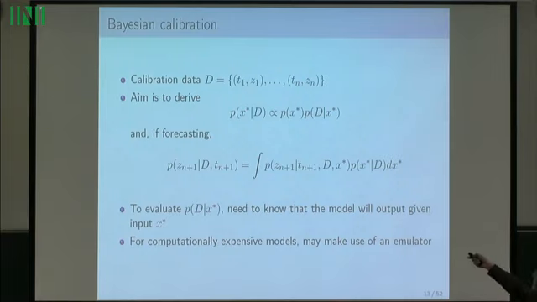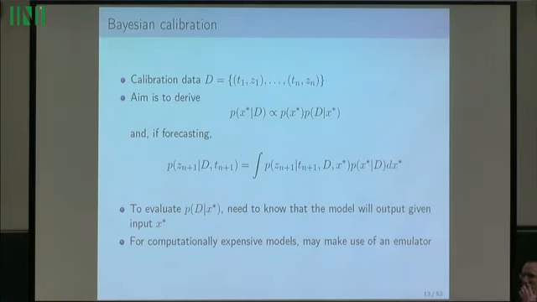So we've got a likelihood term here, where typically to evaluate that, you're going to need to know what your model would do if you were to run it at input x star. Okay? So what outputs would that produce? And if you're dealing with a computationally expensive model, then you might not be able to directly evaluate your model, and you might have to go through an emulator.